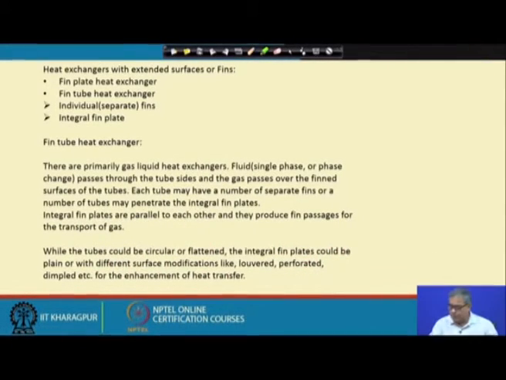This is a kind of write-up I have given, very brief, but very important, on heat exchangers with extended surfaces or fins. There could be two different types of design. One is the plate fin heat exchanger. Now, plate fin heat exchangers might have a number of variations. Those variations I am not discussing over here, because that will be taken care of separately.